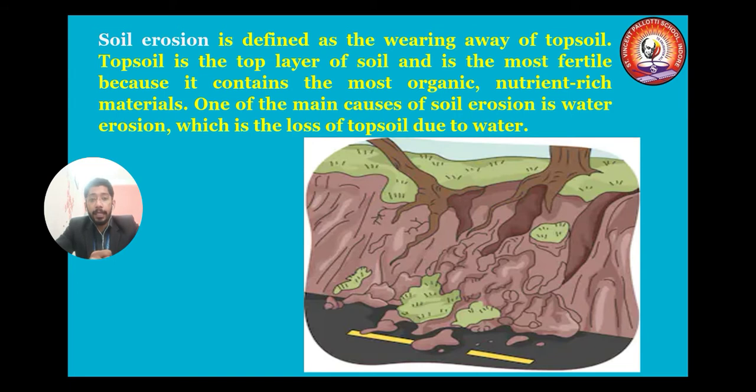But in the absence of these trees, because of the absence of these roots, they are unable to hold the soil. And when water gushes over it at great speed, the soil is washed away. Thus it causes soil erosion.